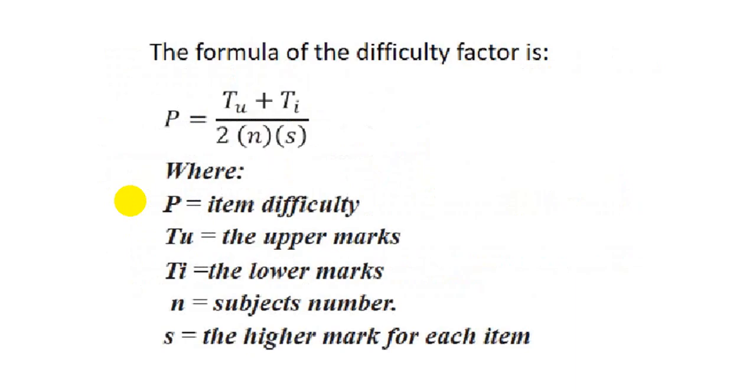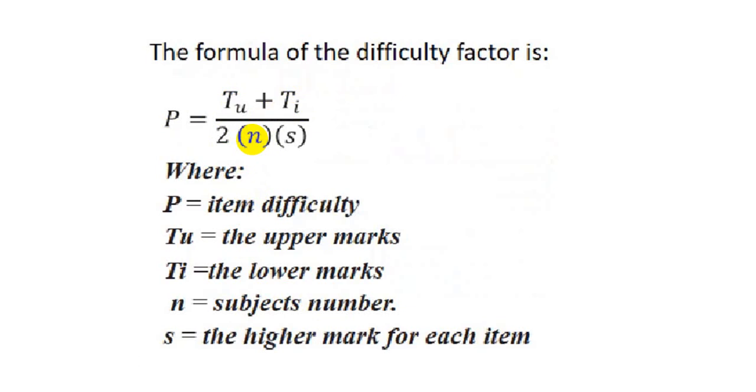The formula of the difficulty factor is just like you see. Here we have the difficulty power: the total of the higher group plus the total of the lower group, divided by 2 times n, the subject number. For example, here we have the subject number, meaning the number of subjects in each group.